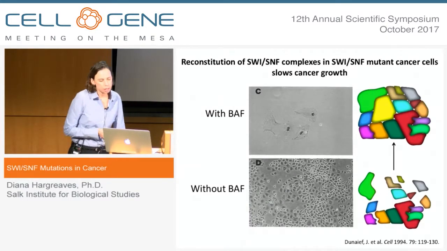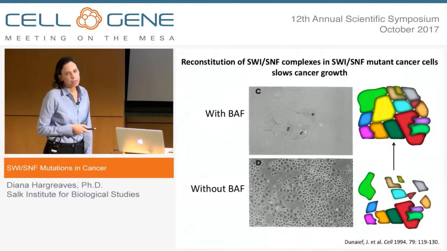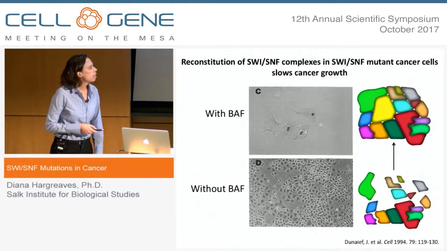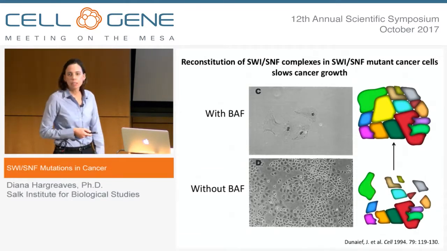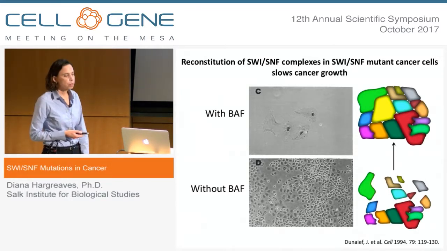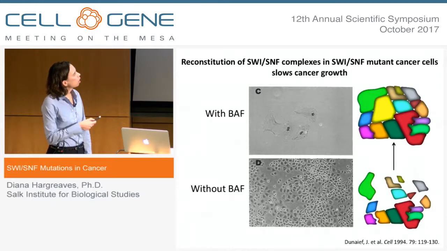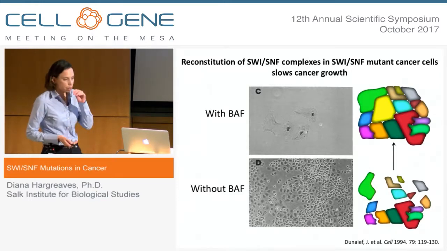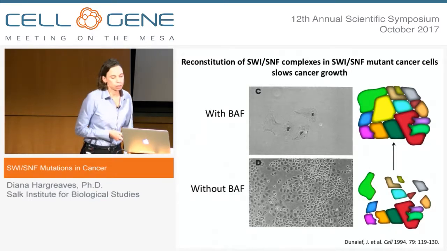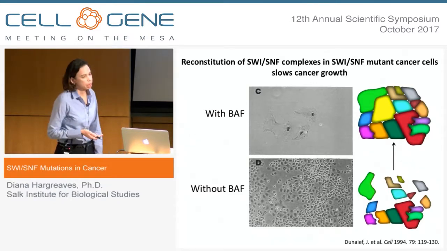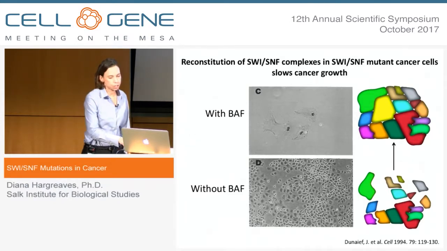In very early studies, it was shown that this complex may have tumor suppressor activity and that many human cancer cell lines lack expression of these subunits. If you reconstitute the complex in these cell lines, you basically curtail cell growth, indicating that this complex may have some tumor suppressor action.